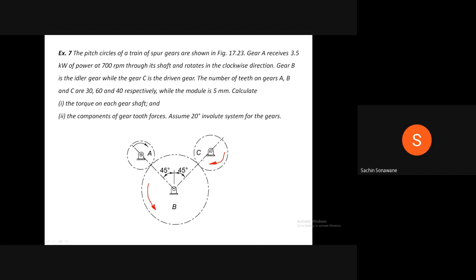Now we will solve the problem. I think you have drawn the diagram. Therefore, solution.